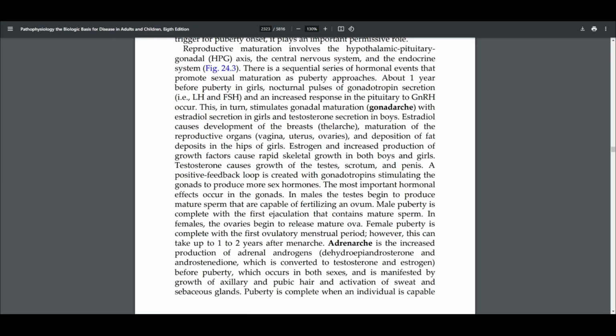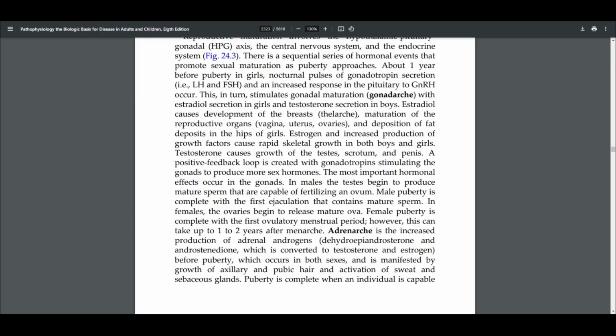Estradiol causes development of the breasts, maturation of the reproductive organs, and deposition of fat in the hips of girls. Estrogen and increased production of growth factor cause rapid skeletal growth in both boys and girls. Testosterone causes growth of the testes, scrotum, and penis. A positive feedback loop is created, with gonadotropins stimulating the gonads to produce more sex hormones.